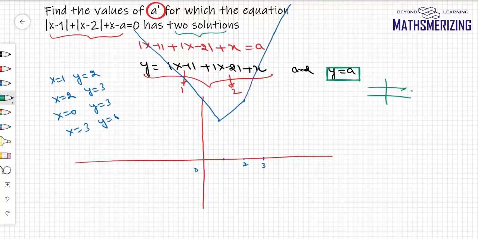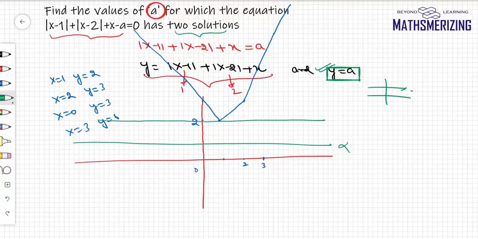It is given that this equation has two solutions. So that means I need to draw the graph of y equals to a so that these two graphs intersect at 2 points. So if a is less than 2, then this line will lie below this graph. So then there will be no point of intersection. If a is 2, in that case, there will be only one point of intersection. Now when a is greater than 2, then these two graphs will intersect at two distinct points. So then it will have two solutions.